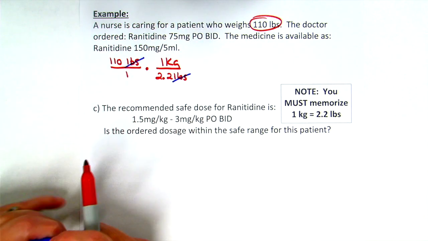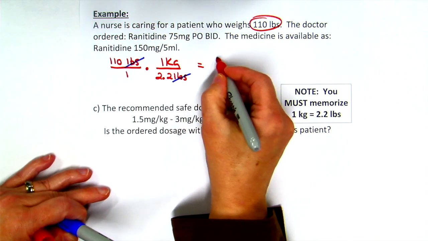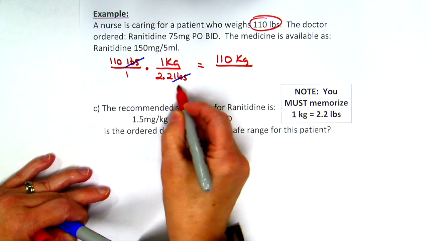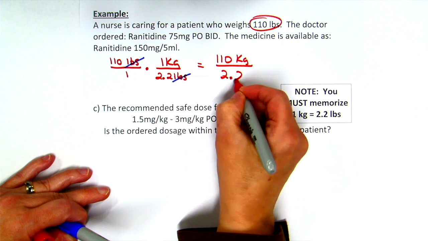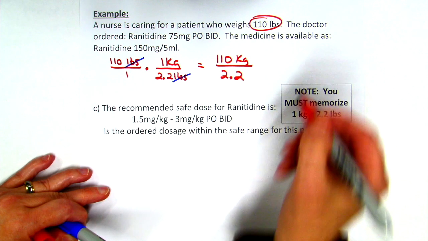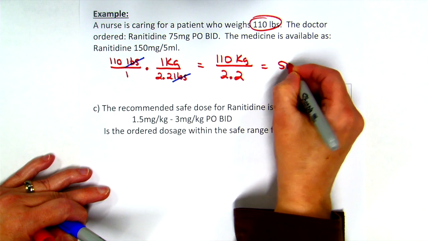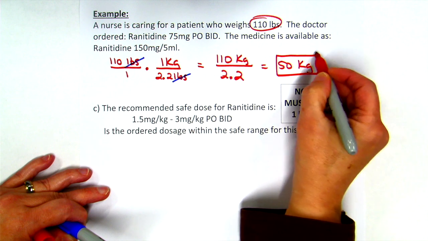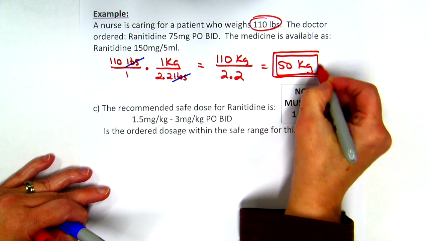Our pounds are going to cross off, so we'll have 110 kilograms on the top, multiplying across the bottom, we'll have that 2.2. So that does show us to take the 110 divided by 2.2. That's going to give us 50 kilograms. All right, so the patient weighs 50 kilograms.